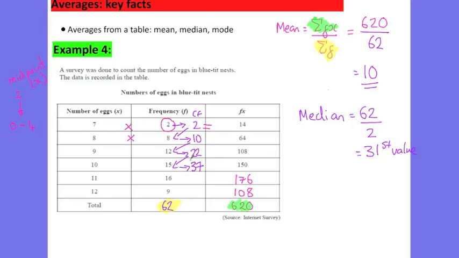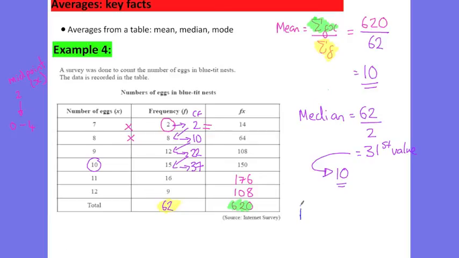Here we have the 23rd, 24th, 25th, 26th, 27th, 28th, 29th, 30th, 31st, all the way up to the 37th. Therefore, our median corresponds to 10. So here we have 10. So the mean and the median are the same value in this case.